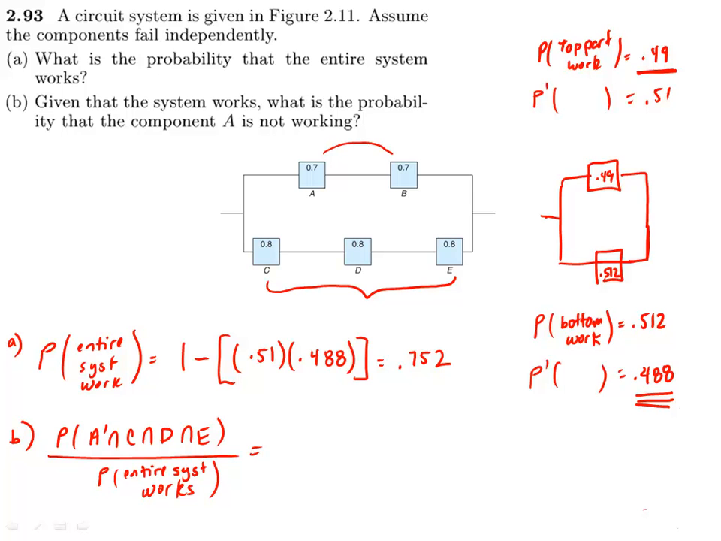So again, these are independent events or independent probabilities. So the intersection of those events, when they are independent, is the multiplication of the events. So for A, we need to look at the complement. So this is 0.3. C is 0.8. Missing one of the letters.